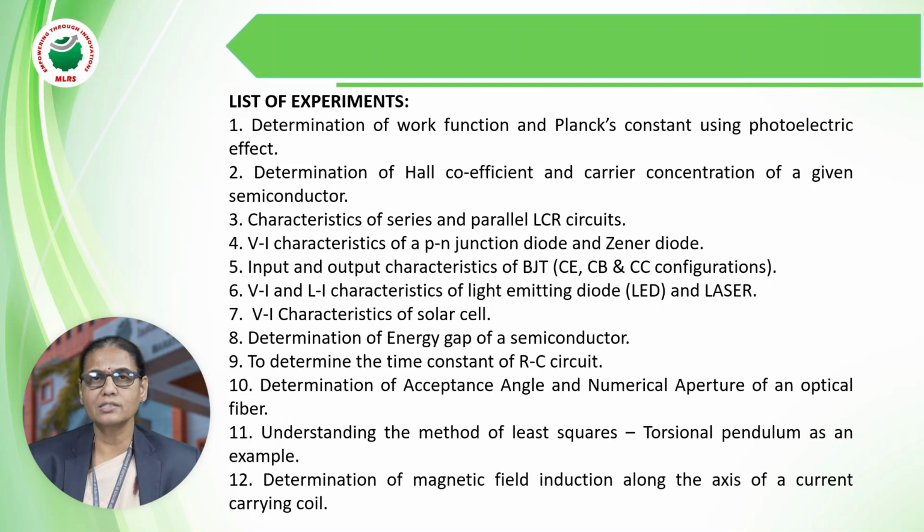The sixth experiment is regarding the LED and laser, which are optoelectronic devices. For these devices, we study the variation of voltage and the variation of current. Not only this, we also study the power and the change in the power with respect to the current, with respect to LED and laser. Next, the seventh experiment, we will study the solar cell, which is also an optoelectronic device. In the solar cell we study the VI characteristics.